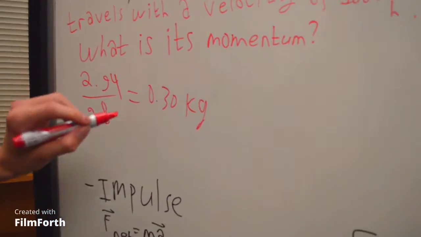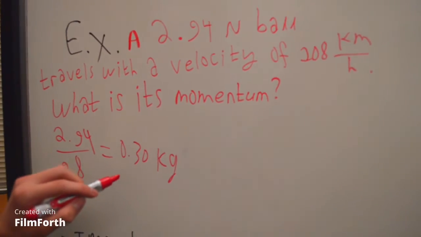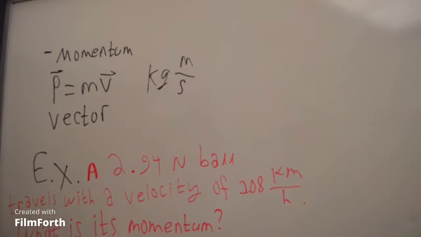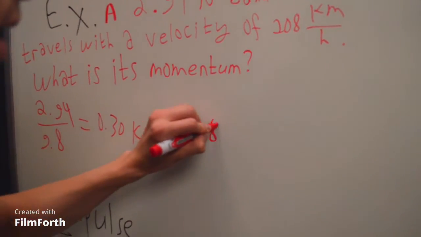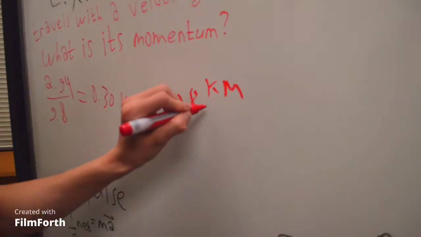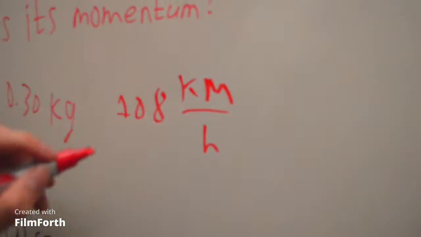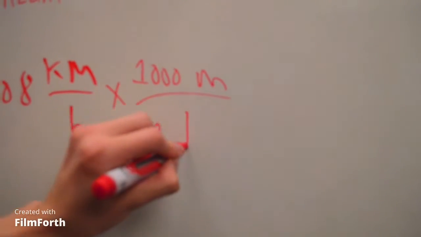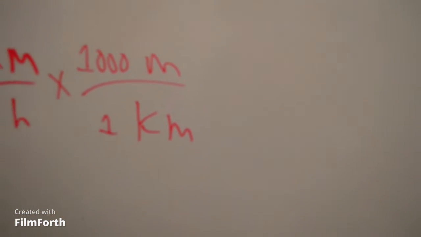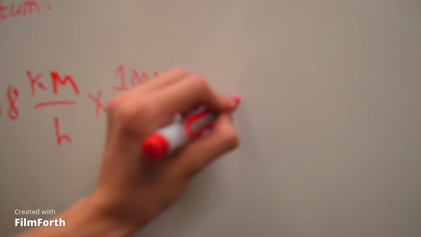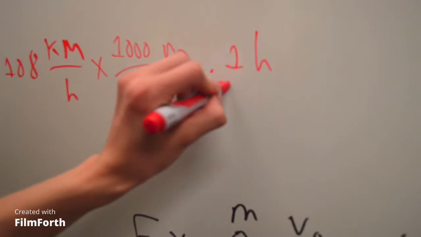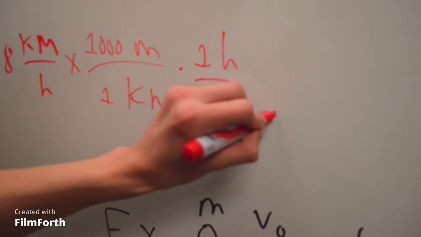So, good, now that we have kg, that's correct for the mass, but not for velocity. So let's figure out how to convert velocity into meters per second. We have 108 kilometers per hour. So let's convert kilometers to meters. There are 1,000 meters in 1 kilometer. And furthermore, there are 3,600 seconds in 1 hour. We gotta put the 3,600 in the denominator, 1 hour divided by 3,600 seconds.